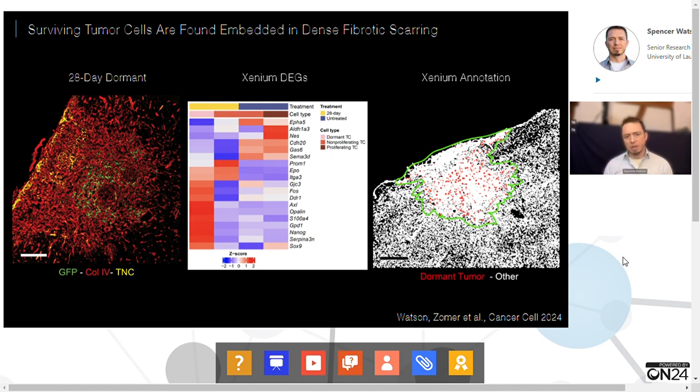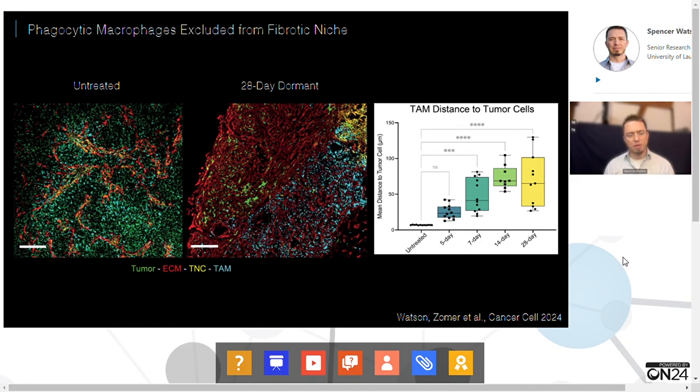Now looking at some of the immune populations, and obviously our major focus here is TAMs. In this glioblastoma model, we have a huge amount of TAMs in the untreated context. But following treatment, we found that these macrophages, which are the macrophages that we're targeting with this anti-CSF1R treatment, are excluded from the regions where the surviving tumor cells are. And using proximity data from the Hi-Fi analysis, we can see that over time this dissociation of these two cell types increases until we hit the dormancy period around 28 days, where these cells are now almost completely mutually exclusive.